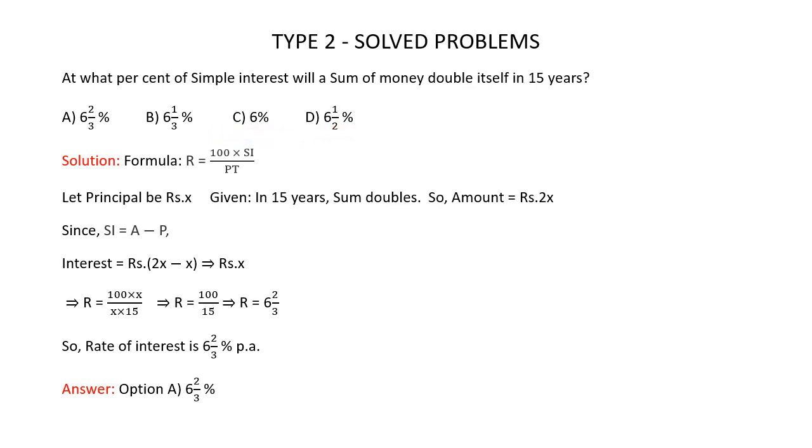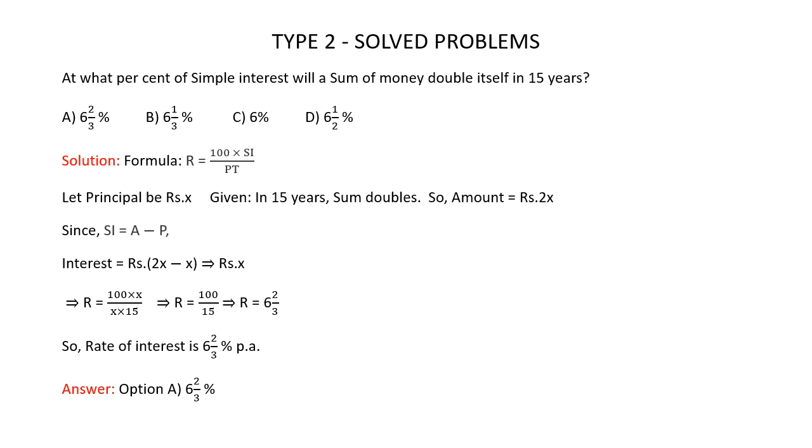So here you have to find out the rate percent per annum. You can find the rate percent per annum using the formula R is equal to 100 multiplied by SI divided by PT. Now here you do not know what is the simple interest, what is the principal, but it's given in the question that T is 15 years. So first let's find out what is the simple interest.